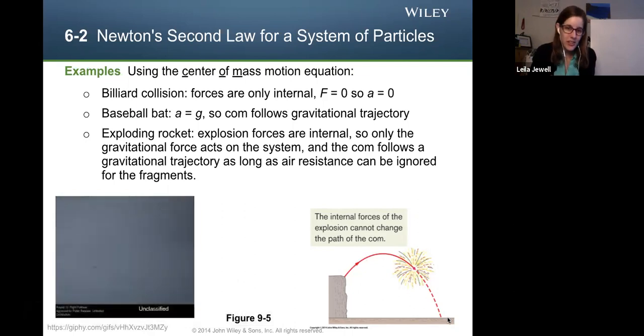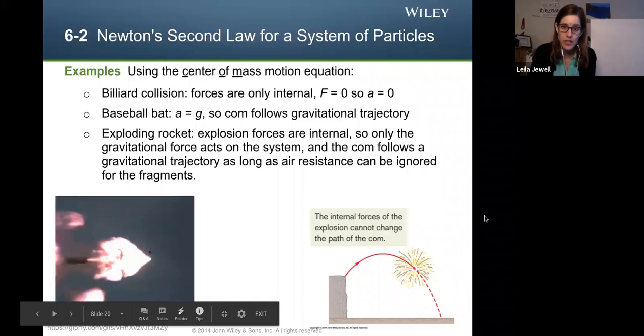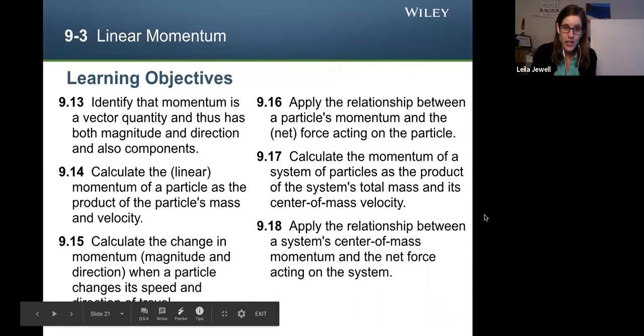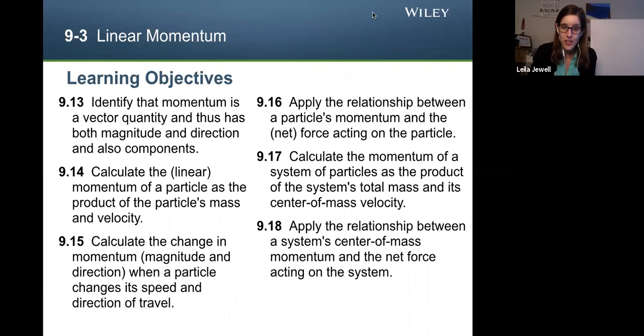So this is where center of mass and Newton's second law can help us to understand and explain some interesting scenarios. And that pulls us through Newton's second law.